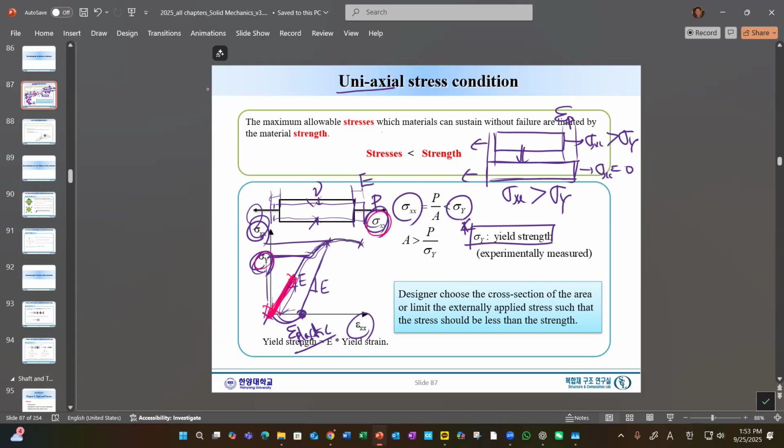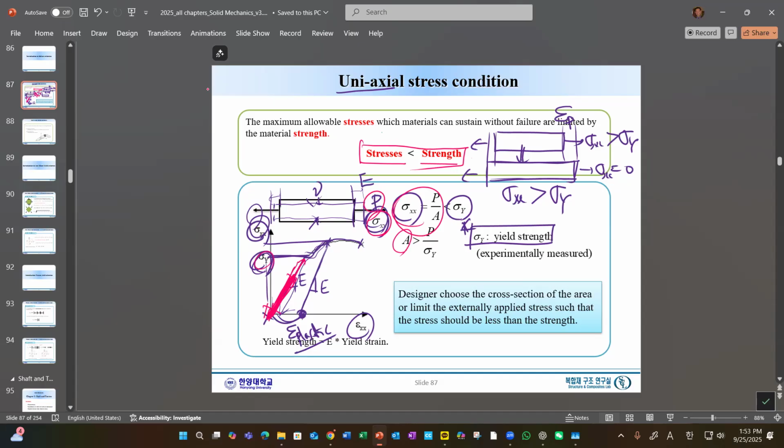Never try to reach this one. Well, you can design as close as this, that is okay, but it has to be returned back. So this is the concept of the stress should be less than strength, okay? Stress should be less than strength. Easy. Sigma, you calculate the sigma, you apply the P in a bar with a cross section A, and this is a stress, and make sure that this stress is less than yield strength.